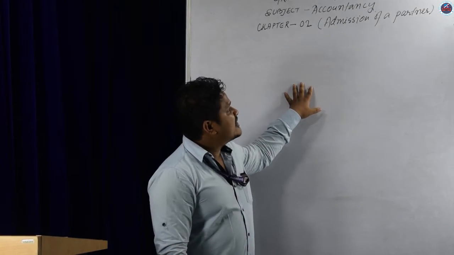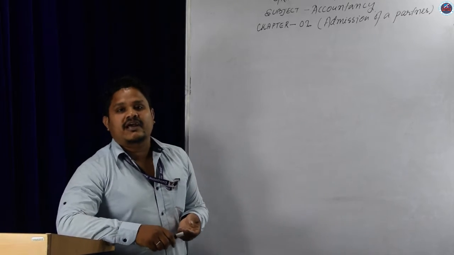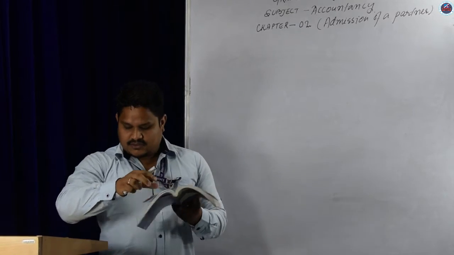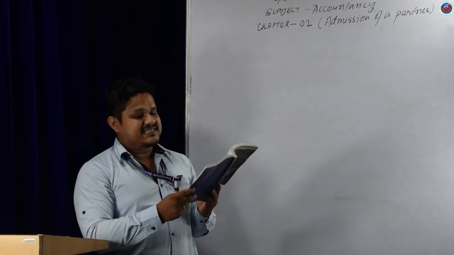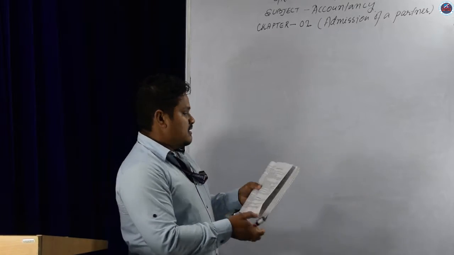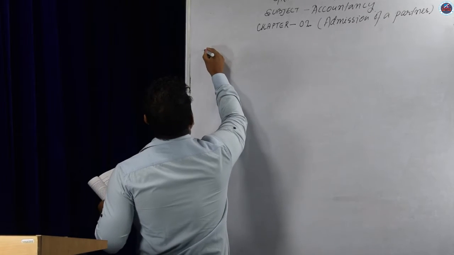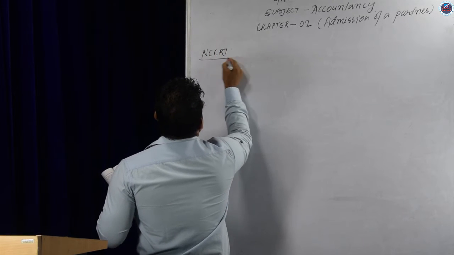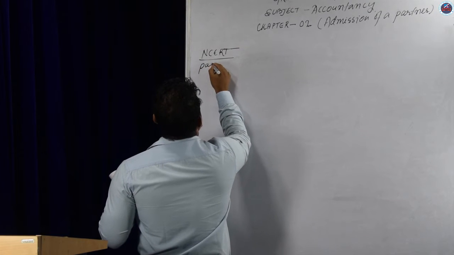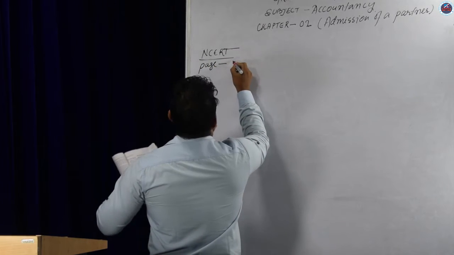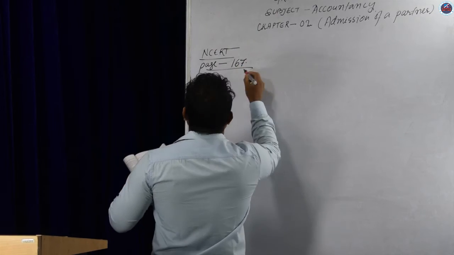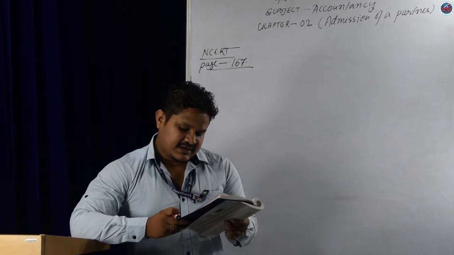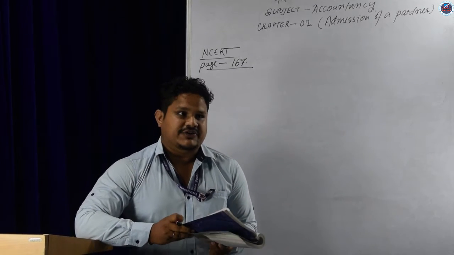Last class we did admission of a partner, the basic part. Today we will solve some questions from the NCERT book, page number 167. The first question we have discussed already, how to find out the new profit sharing ratio.